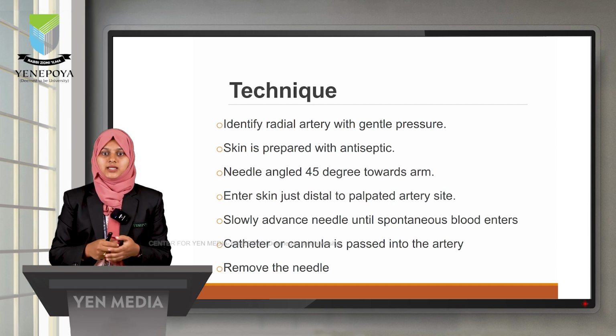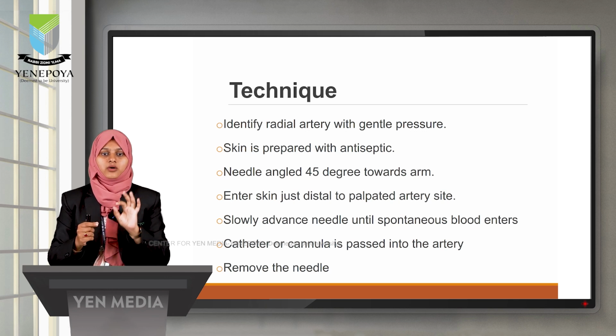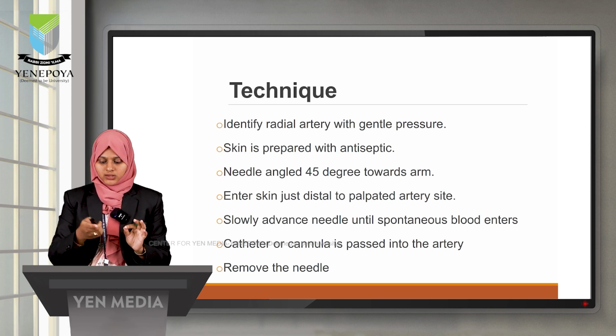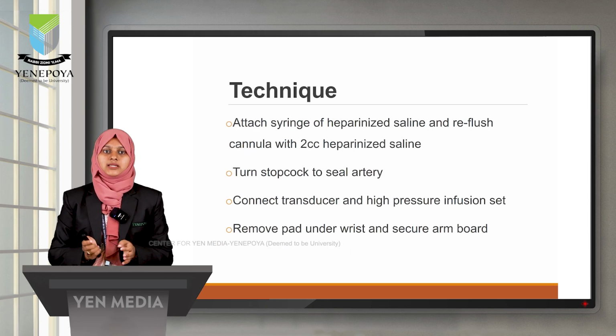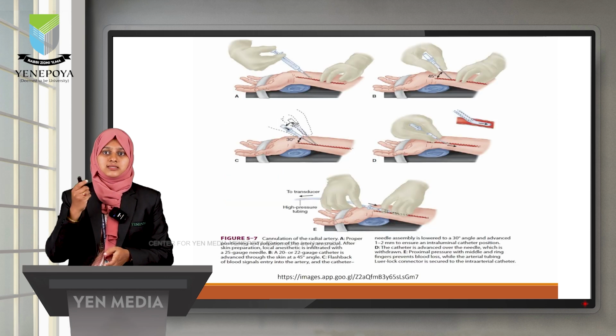Then slowly advance the needle until spontaneous blood enters. The catheter or cannula is pushed into the artery. After the cannula or catheter is in place, we need to remove the needle from the catheter. After removing the needle, attach the syringe with heparinized saline and flush the cannula with 2 cc heparinized saline. Turn the stopcock to seal the artery. Connect the transducer and high pressure infusion set. Remove the pad under the wrist and secure the arm board. As you can see in this picture, this is the technique of doing arterial cannulation.